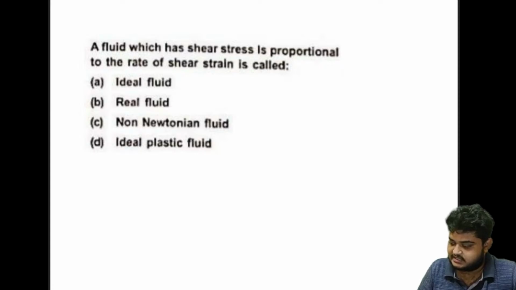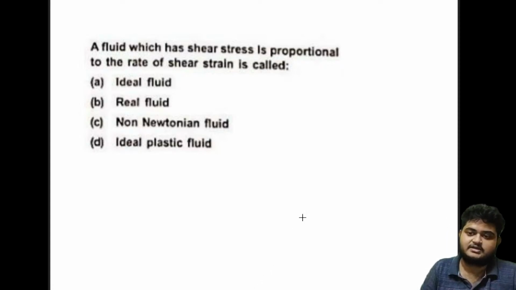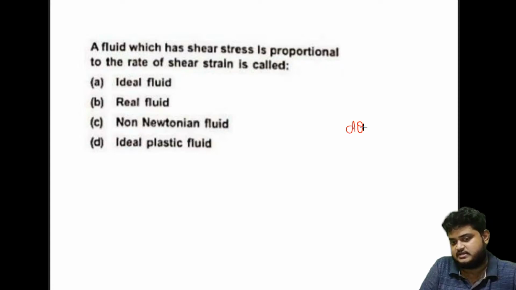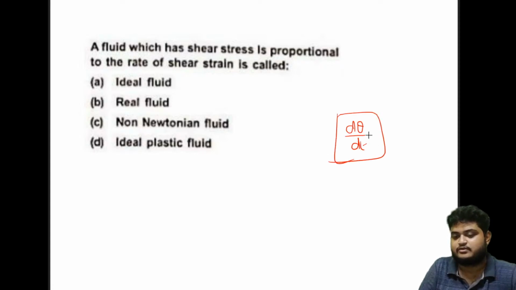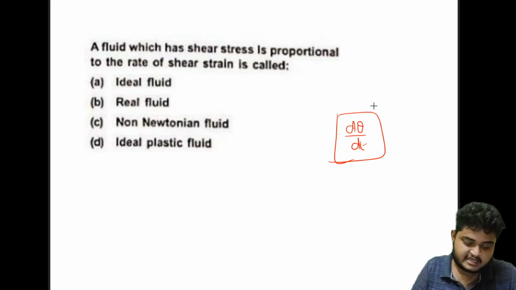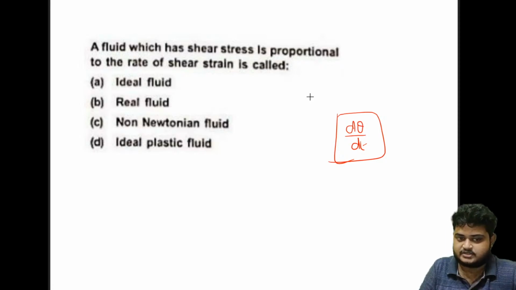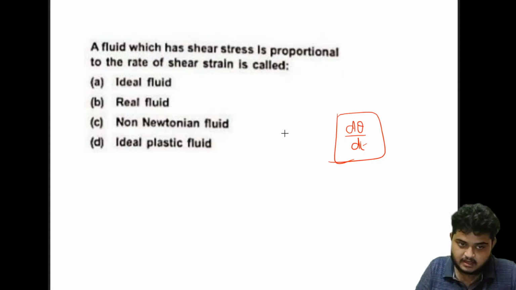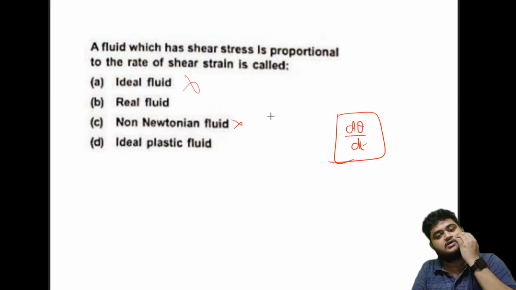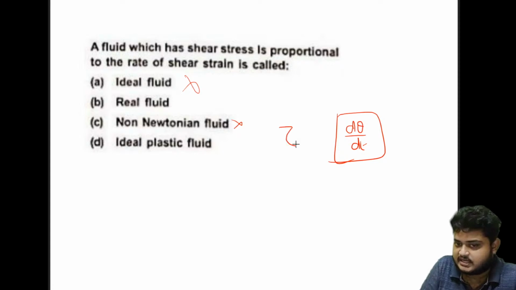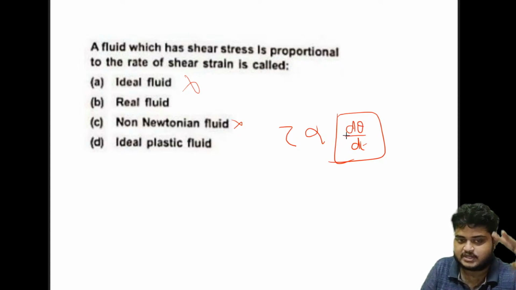The next question is saying that a fluid which has shear stress proportional to the rate of shear strain. What is the rate of shear strain? It is d theta upon dt. We call this angular deformation, or rate of shear strain. So this is a Newtonian fluid. It is not non-Newtonian, and it is not an ideal fluid either. So this applies to both: tau is proportional to d theta upon dt, that is for both cases.